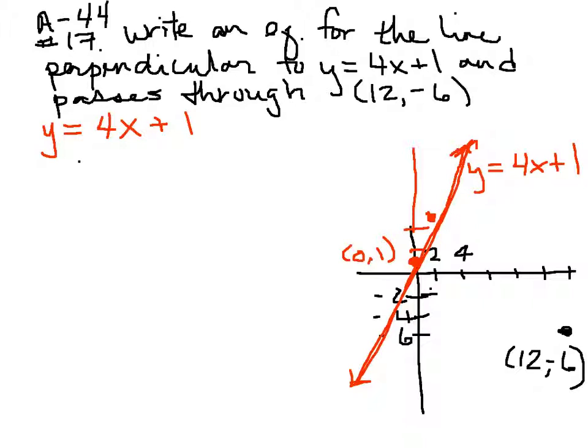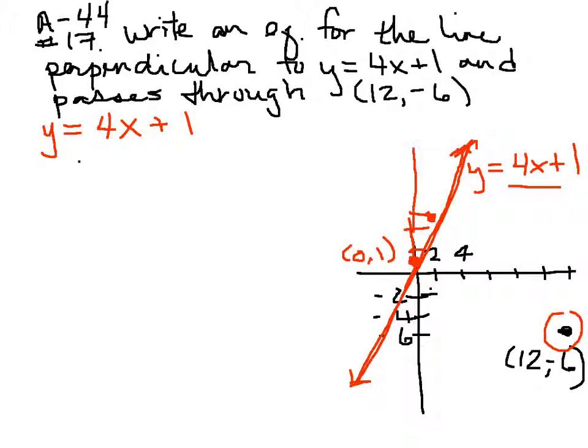All right, so 17. Write an equation of the line perpendicular to y is equal to 4x plus 1, and it passes through the point 12, -6. So very quickly, I plotted the point 12, -6, and I plotted the line y is equal to 4x plus 1. So once again, there's my y-intercept, my slope. I went up 4 and over 1. And so connected my dots, and that's what my line basically looks like. And now I need the line perpendicular that passes through that point right there.